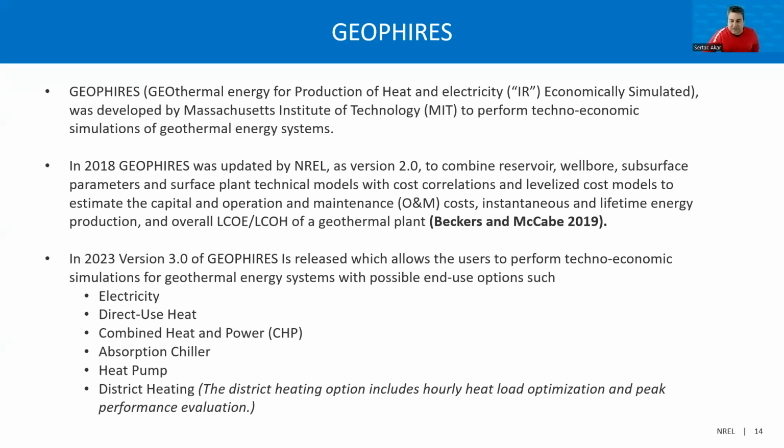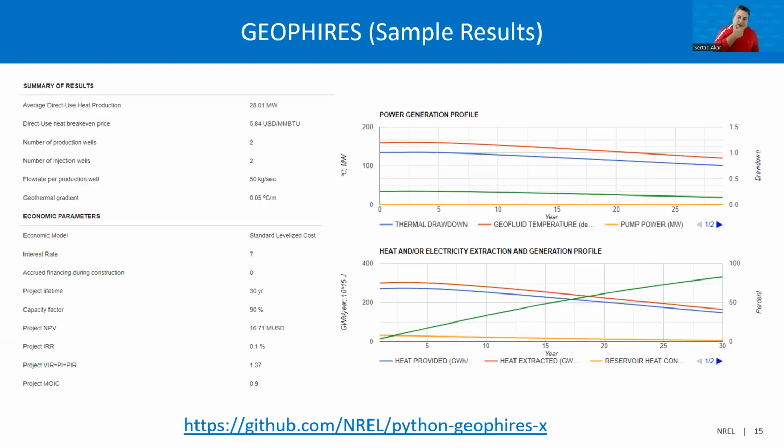And very recently, this year, they released the new version. It's called version 3, or they also call it version X, which included many other end-use options, not only electricity, but direct use heat, combined heat and power, absorption chilling, cooling, and heat pump technologies. And also, for the very first time, the district heating option includes hourly heat load optimization and peak performance evaluation in GEOPHIRES.